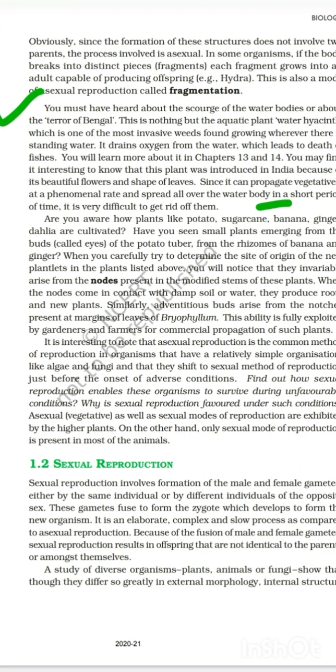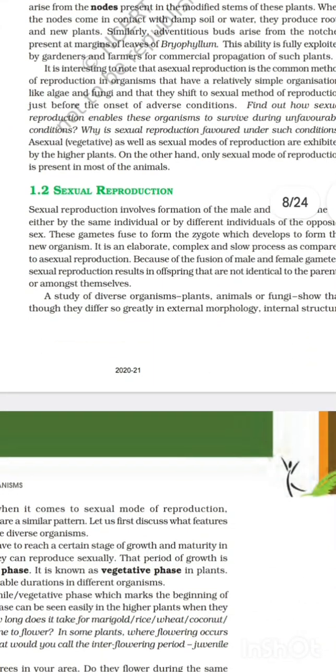Then in plants like potato, sugarcane, banana, ginger, dahlia, nodes are present in the modified stems of these plants. When the node comes in contact with damp soil, it produces roots and forms a new plant. Similarly, adventitious buds arise from the notches present in the margin of leaves in Bryophyllum. So this is all about the different modes of asexual or vegetative reproduction found in plants and lower groups of organisms.